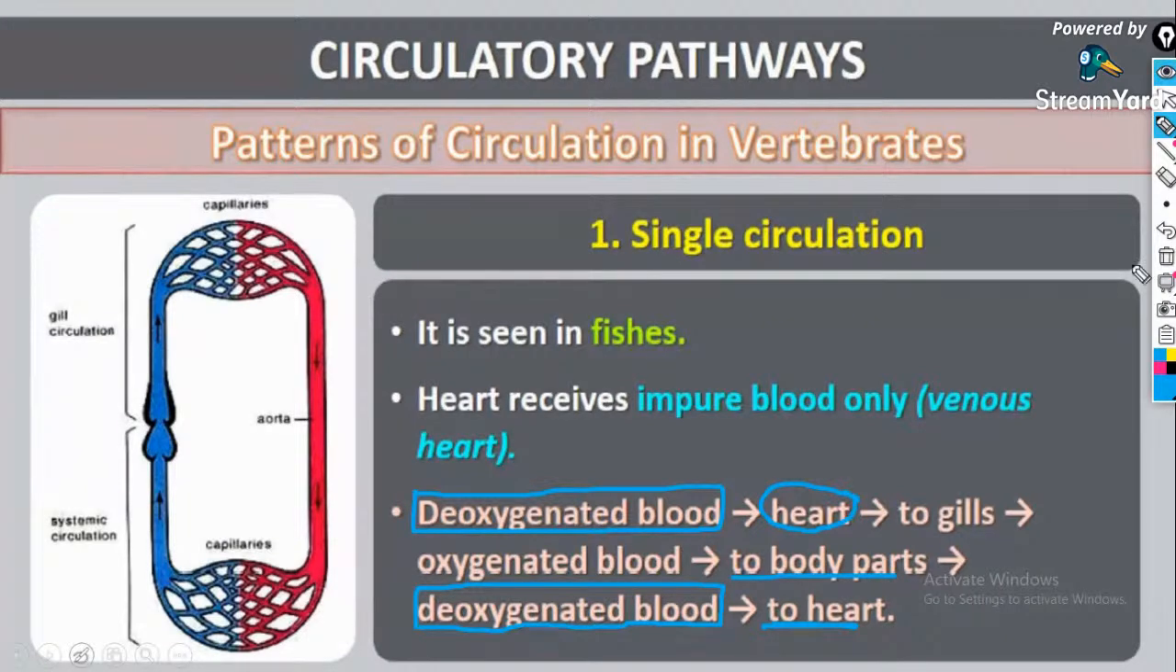Fine. So this is all about the single circulation. Single circulation is seen in case of fishes. The heart receives impure blood only, and this is the pathway.